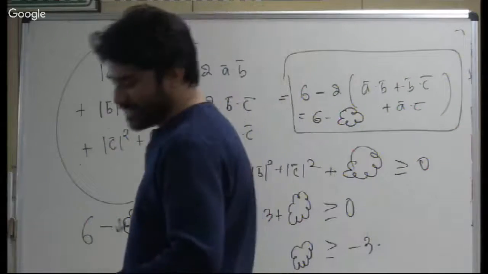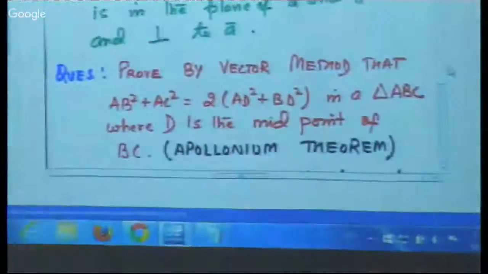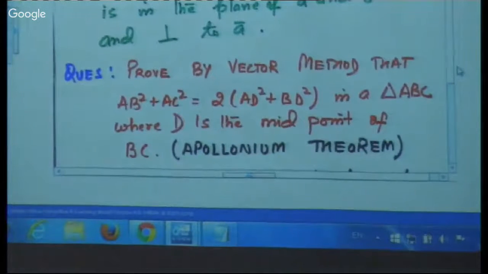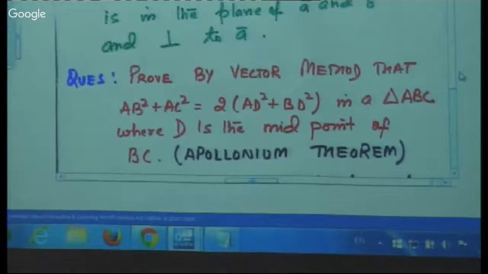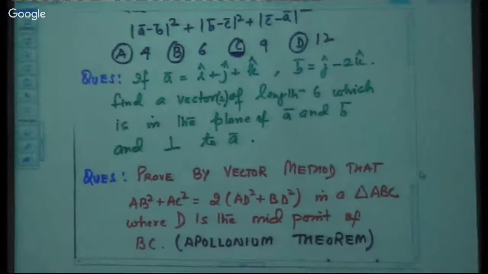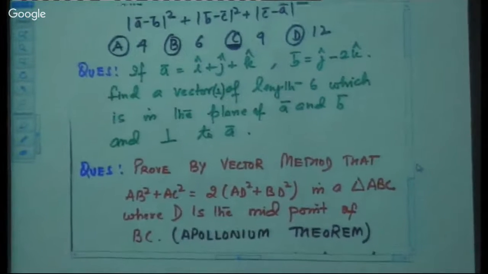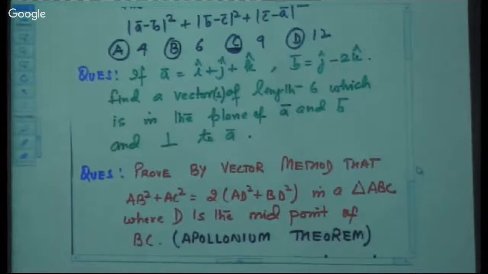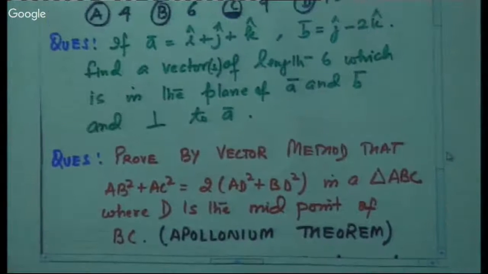A is equal to i plus j plus k and b is j minus 2k. I think most of the questions which I have put are from IIT JEE. So don't think that you are not able to do IIT JEE questions. You are able to handle it. So if A is equal to i plus j plus k and b is j minus 2k, find a vector of length 6 which is in the plane of a and b and perpendicular to a. I can find 2 ways to solve this question.